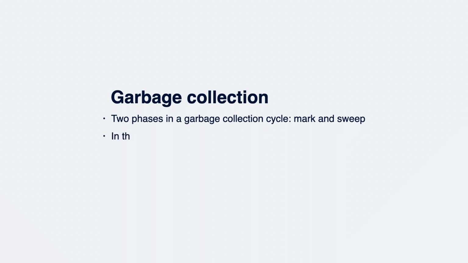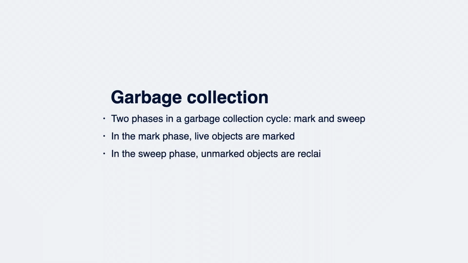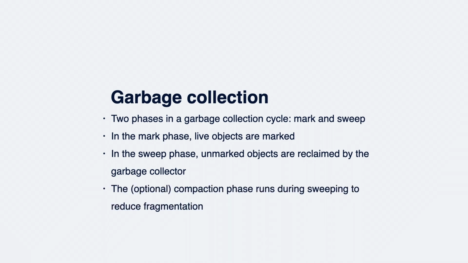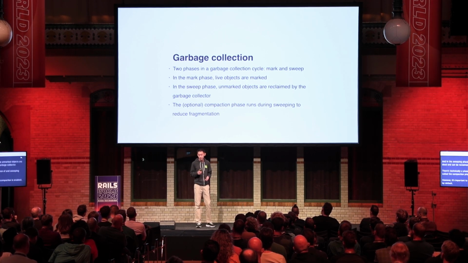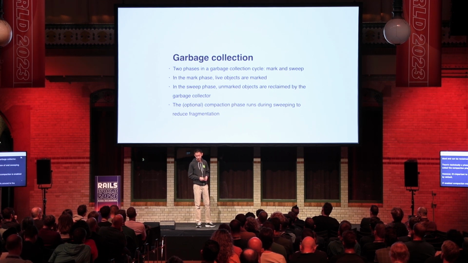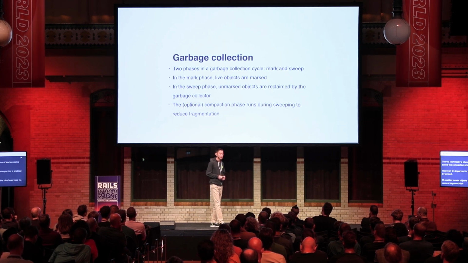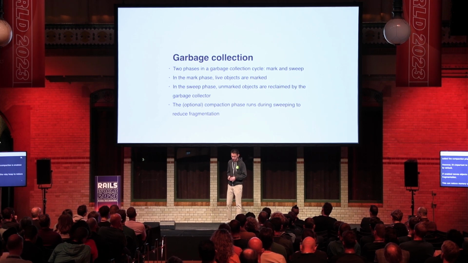In the mark phase, we traverse the object graph and mark the objects that we traverse. And in the sweeping phase, all of the unmarked objects are dead and can be reclaimed by the garbage collector. There's technically a phase in between marking and sweeping called the compaction phase. However, it's important to note that compaction is not enabled by default. If enabled, compaction moves objects around in the Ruby heap to reduce fragmentation. This can reduce memory usage and increase runtime performance.